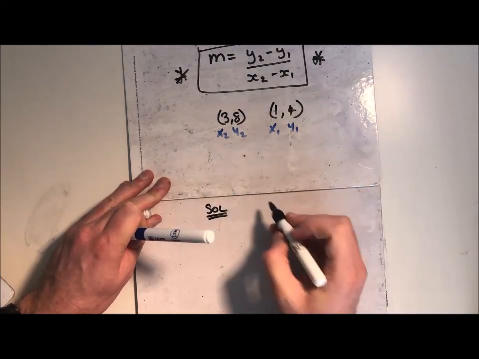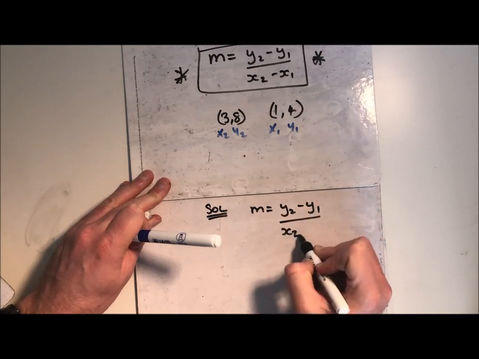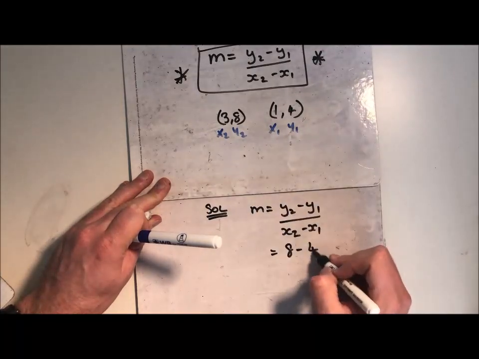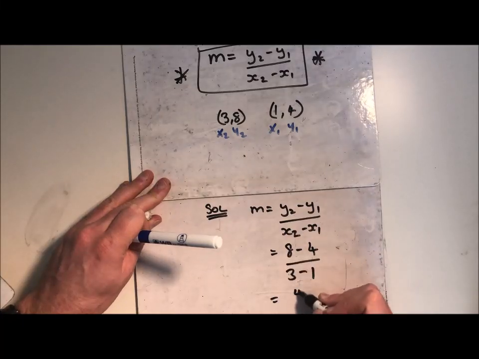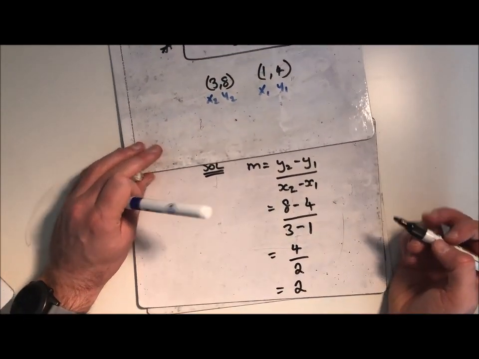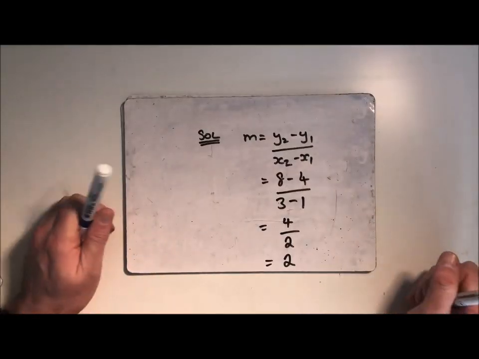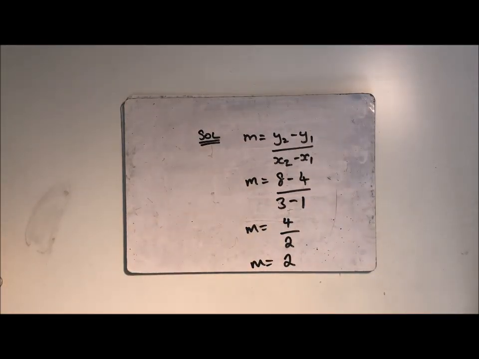Okay, so we're going to start with the formula, y2 minus y1 over x2 minus x1. y2 is 8, y1 is 4, x2 is 3, and x1 is 1. 8 subtract 4 is 4, 3 subtract 1 is 2, and 4 divided by 2 does give you an answer of 2. Okay? Now that's your actual working for this, and that's all you really need to do. You can keep your M down the side if you want to, keep it nice and neat, like so.